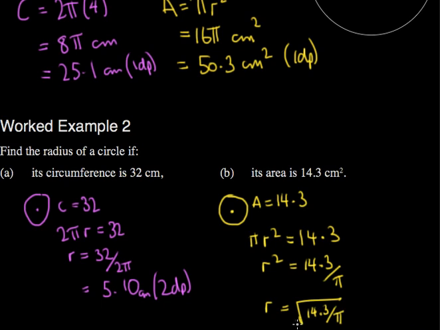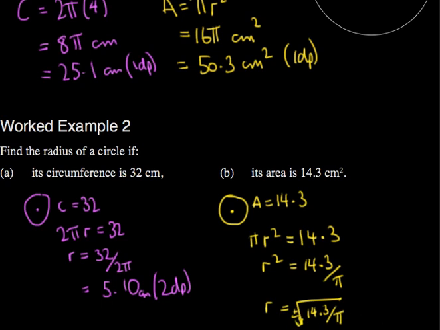Remember, when you square root, you could get a plus or a minus. If you had a negative radius, then that would be the same as a positive radius, but going in the opposite direction, which would yield the same circle. But we would normally just write the positive square root here.